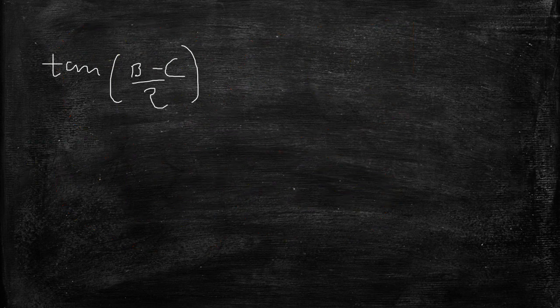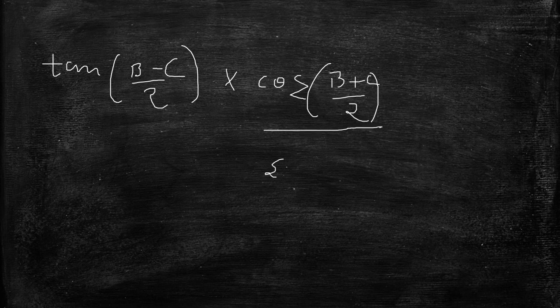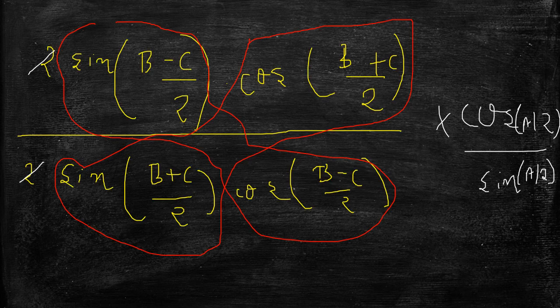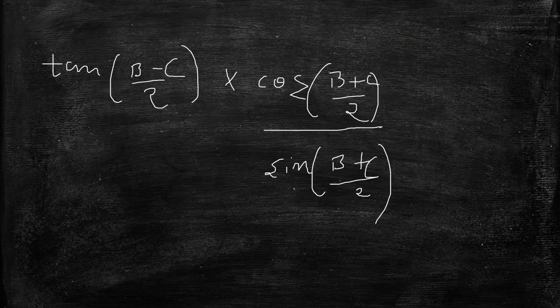So this will be cos of (b plus c) by 2 upon sin of (b plus c) by 2. Now what is multiplied here? The multiplied term is cos of a by 2 upon sin of a by 2, into cos of a by 2 upon sin of a by 2.